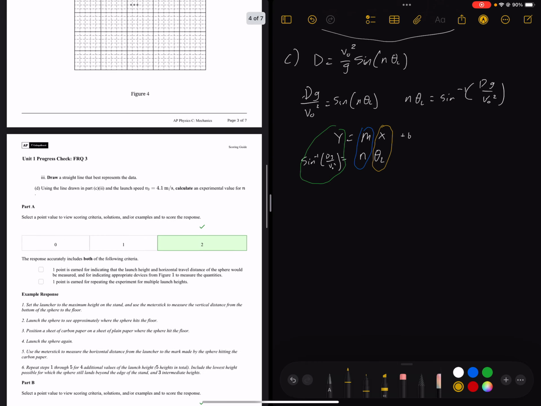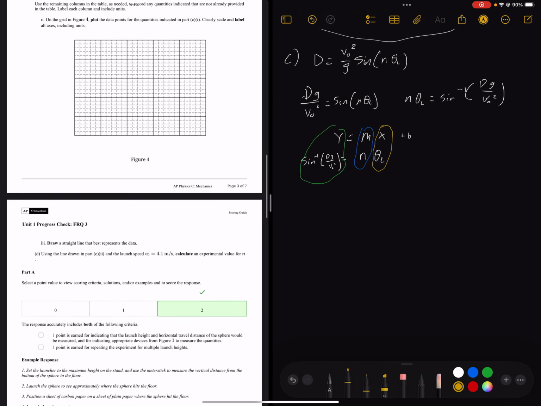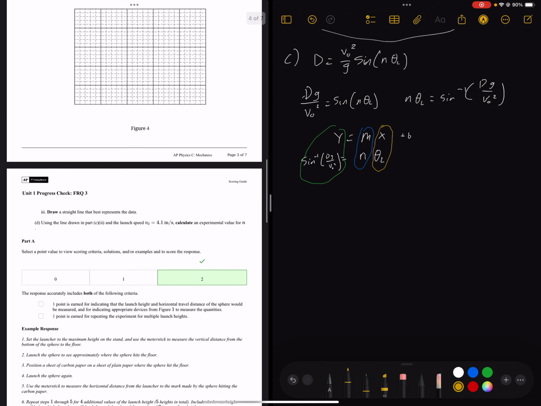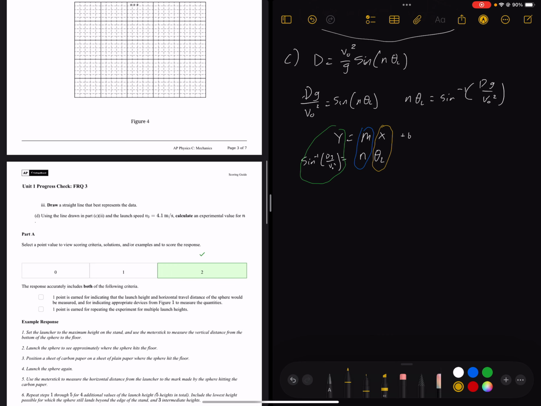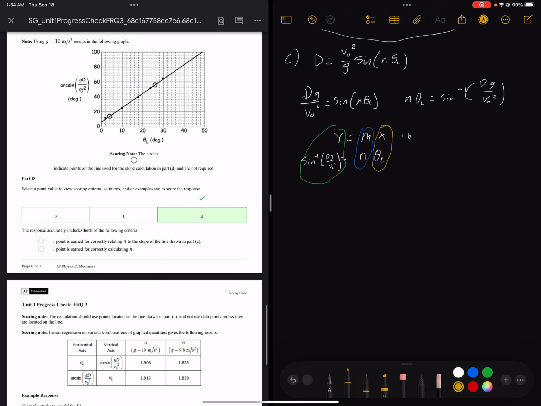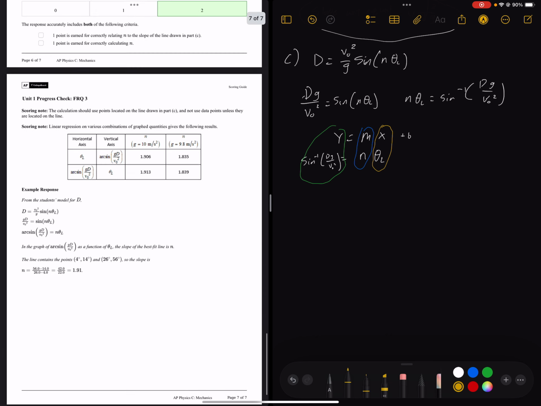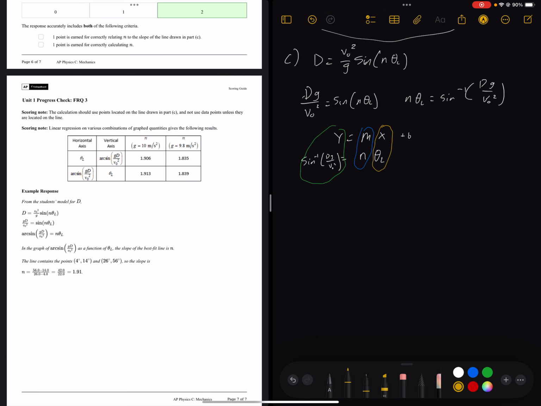Wait, did I miss something? Part C. Part D, use a line to calculate an experimental value for n. Basically, once you have the slope, that's what you're doing. You're finding the slope. Slope is the experimental value for n. I think in the sample student response, they got about 2, right? Technically they got 1.91, but that's within error. You're talking about like 5% error, so it's not too big of a deal. So yeah, n equals 2.